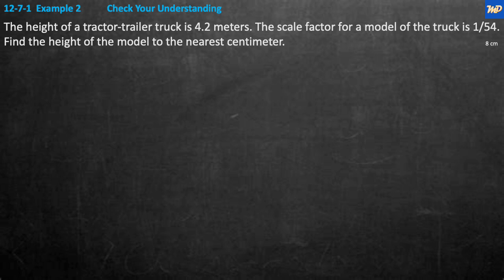Okay, example 2, check your understanding. It's your turn. The height of a tractor trailer truck is 4.2 meters. The scale factor for a model of the truck is 1 in 54, 1/54th. Find the height of the model to the nearest centimeter. Okay, you give it a try, and when you're finished, we'll at least talk about it.